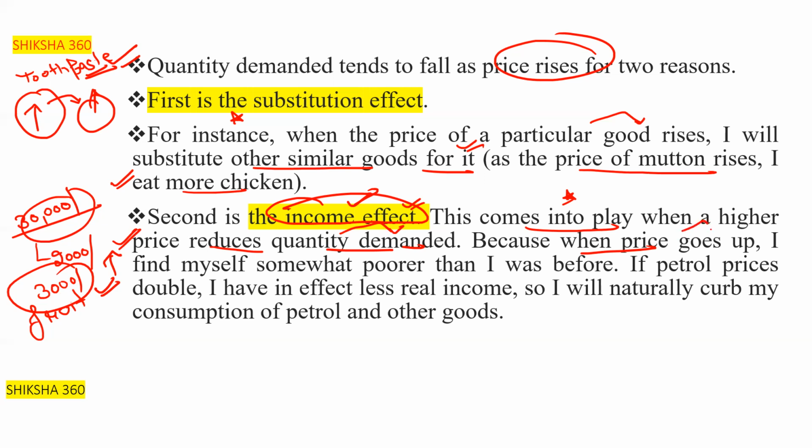Because when prices go up, I find myself somewhat poorer than I was before. If the petrol price doubles, I have in effect less real income. So I will naturally curb my consumption of petrol and other goods. That is the meaning of the income effect.